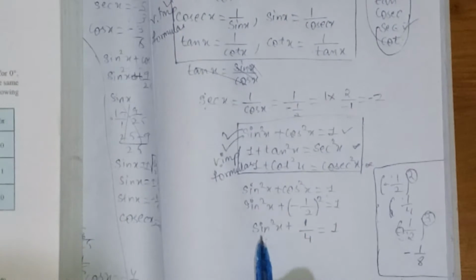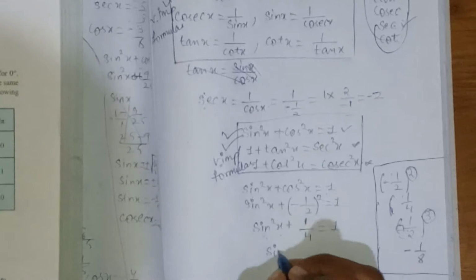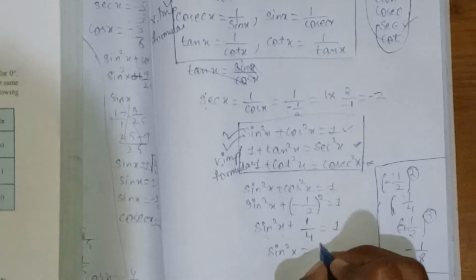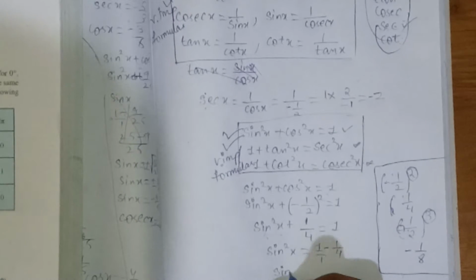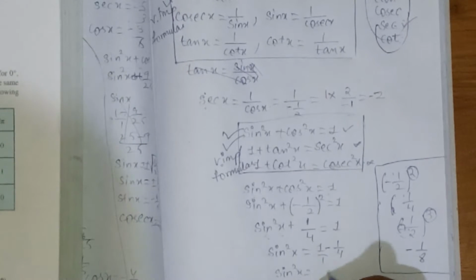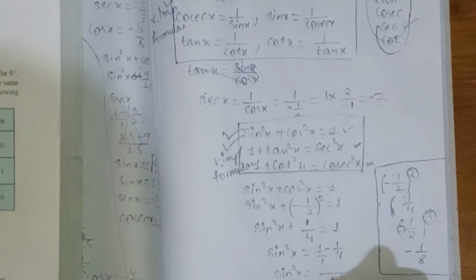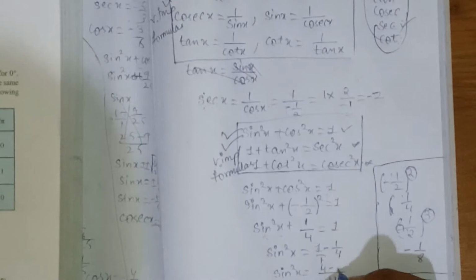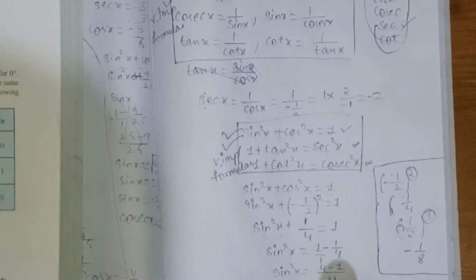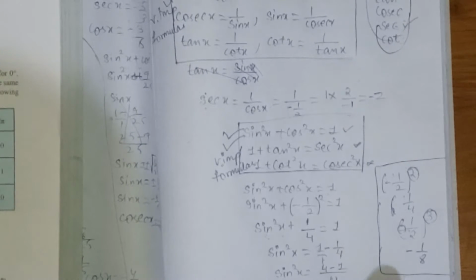So we need to find the value of sine, so sine remains here only: 1 minus 1 by 4. LCM we have to take of 1 and 4. LCM is 4. So 4 into 1, 4, and 1. Sine square x is equal to 3 by 4.